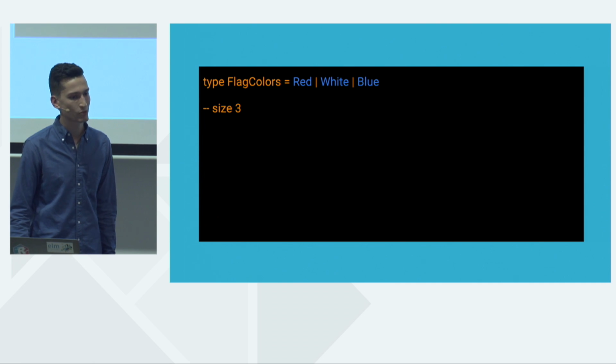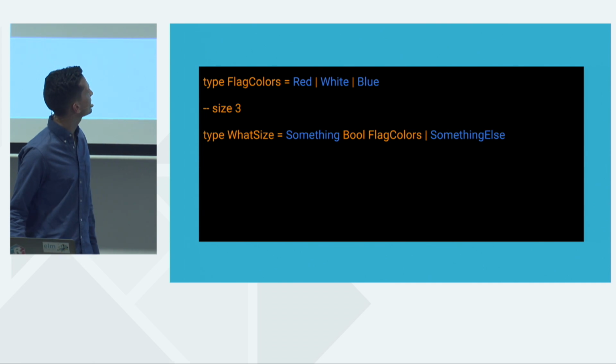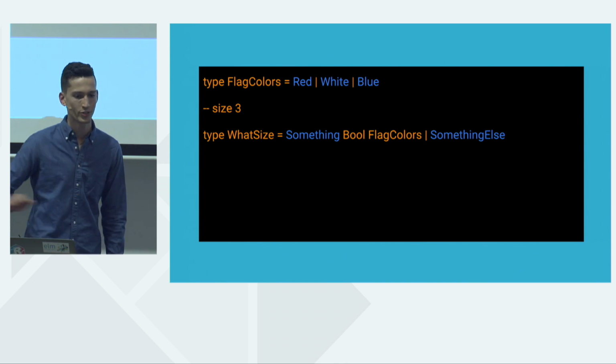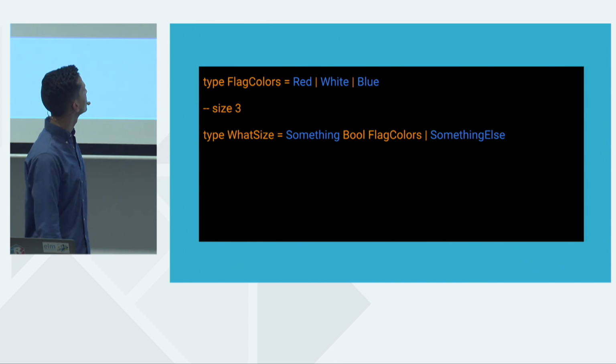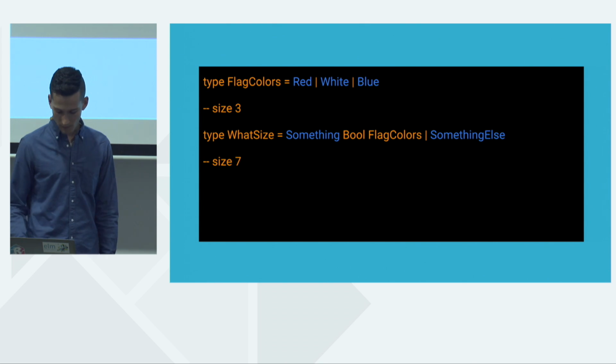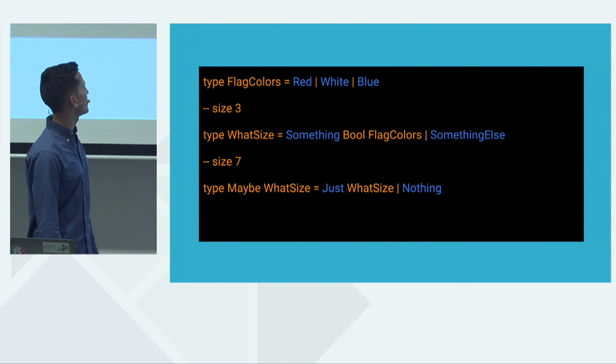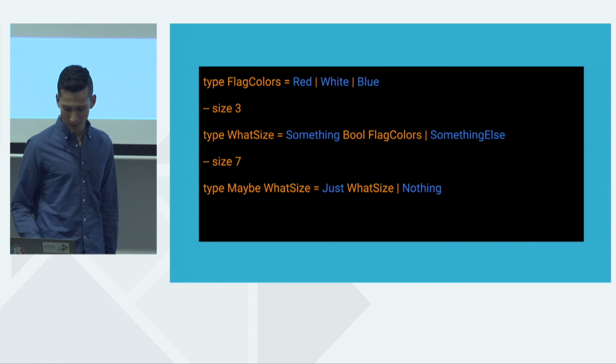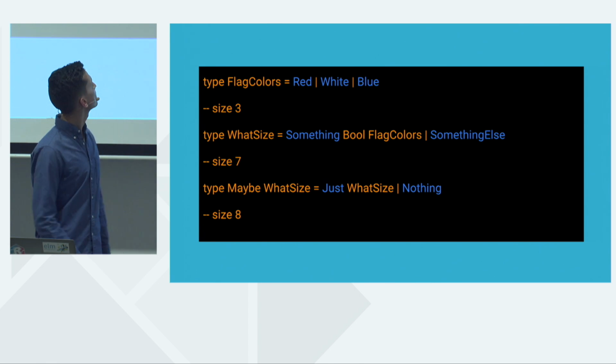There are three possible constructors. If you add in some product types, you follow the order of operations: you multiply through the product types, and then you add the sum types. So Boolean has two possible values, FlagColors has 3. On the left side you get 6, on the right side you get 1. You come out with a type size of 7. And finally, you just wrap that thing in a Maybe. That just adds the Nothing on the right side, so you come out with a type size of 8.